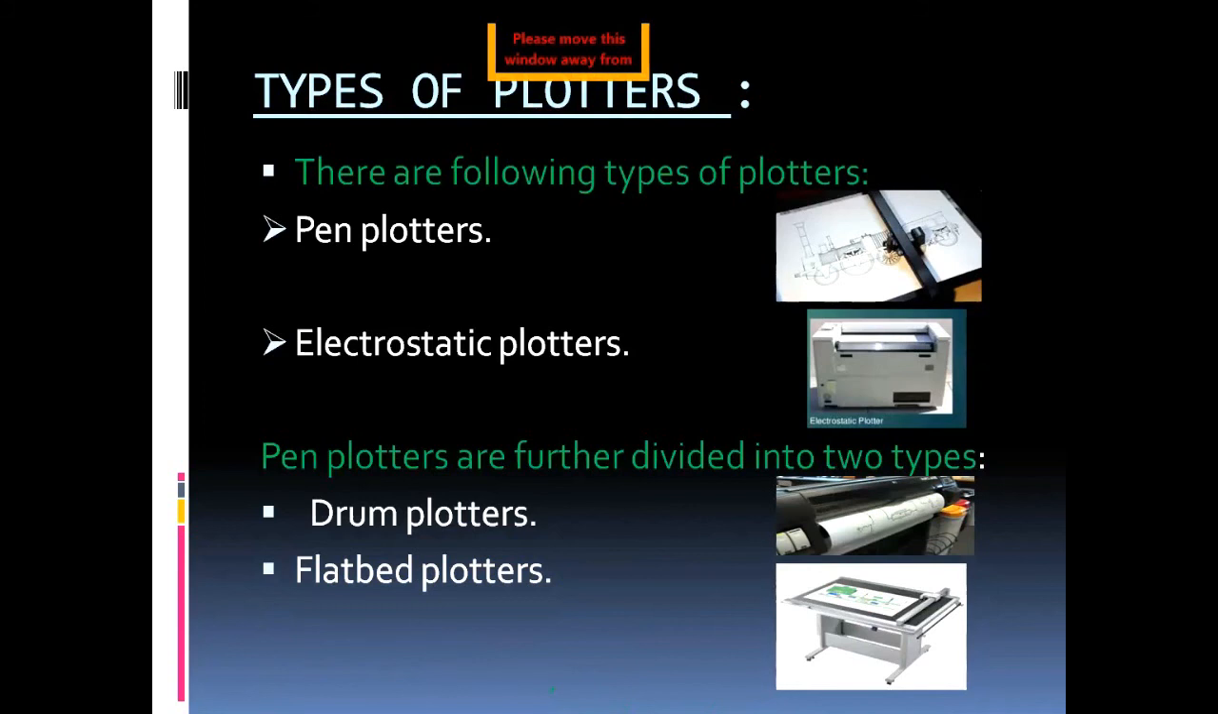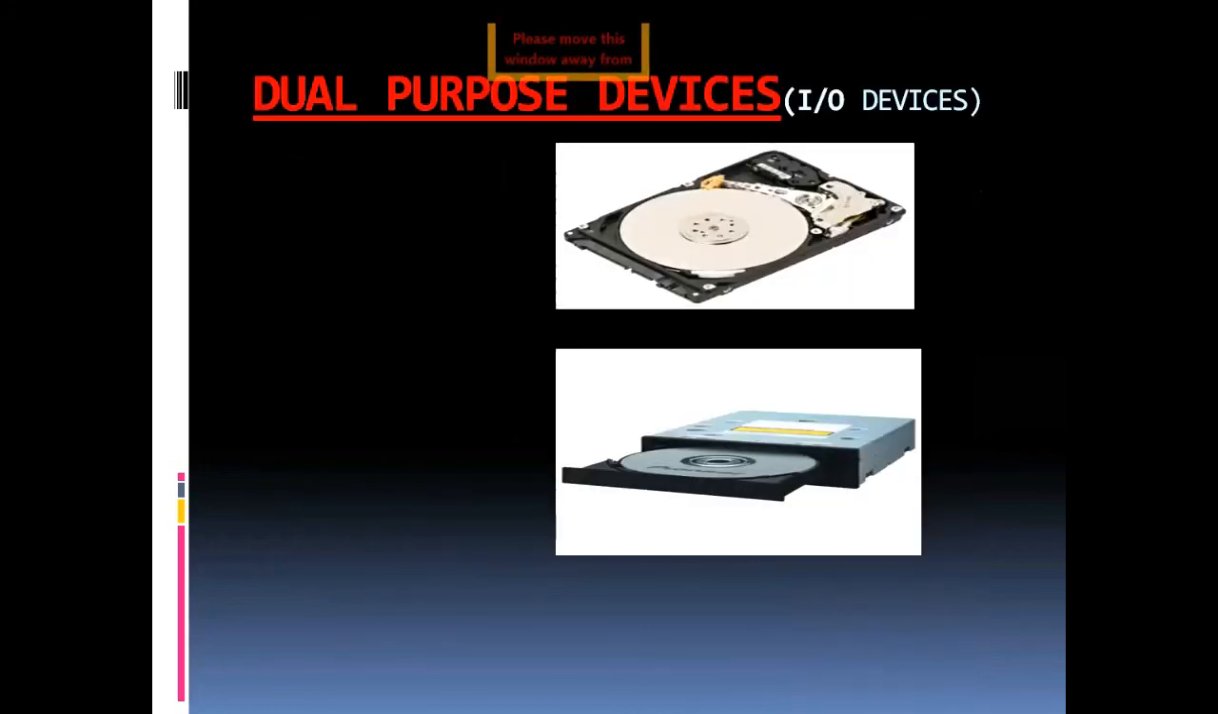There are the following types of plotter. First one is pen plotter. Number two is electrostatic plotter. Pen plotter is further divided into two types: drum plotter and flatbed plotter. Next heading is dual purpose devices.